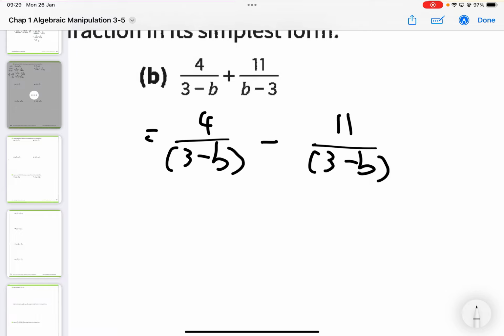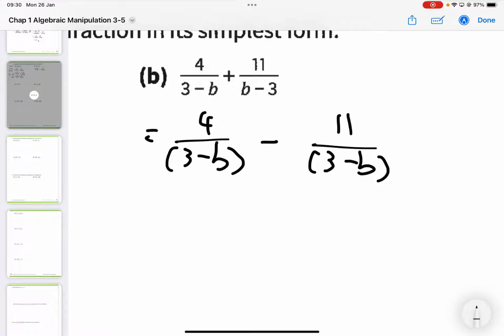Okay. This one, last lesson, I helped you all get started already. 3 minus b and b minus 3. So you have to change the sign. Hello. Do I have to move you again?